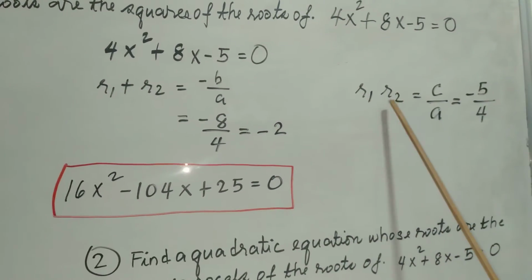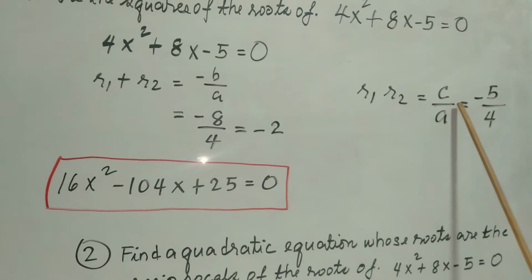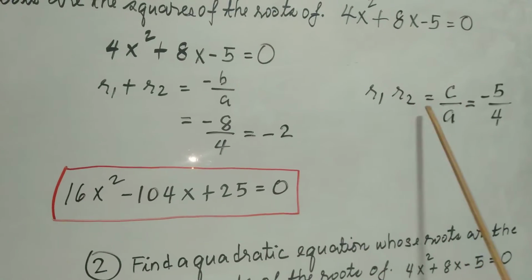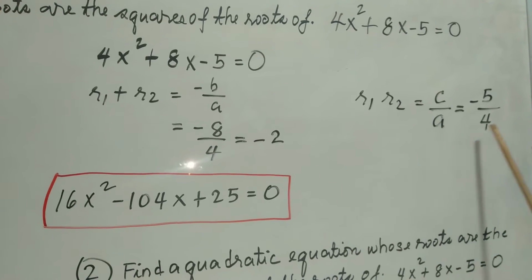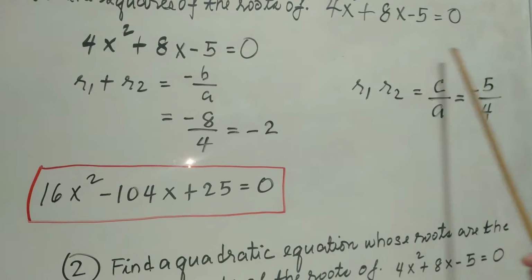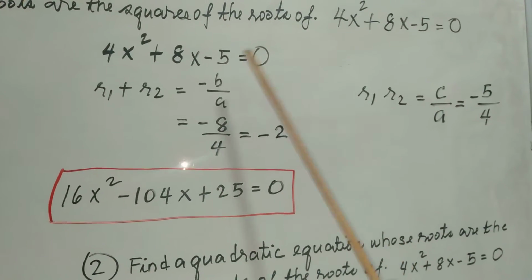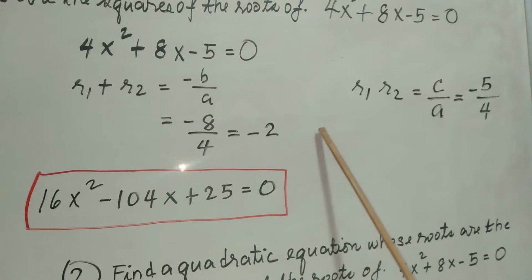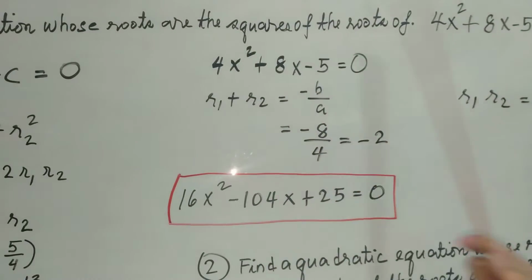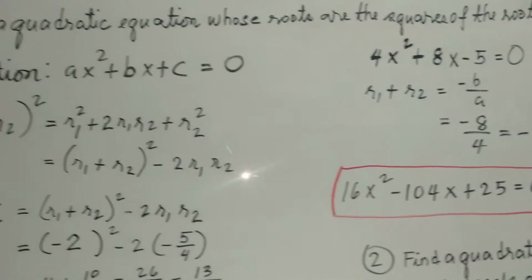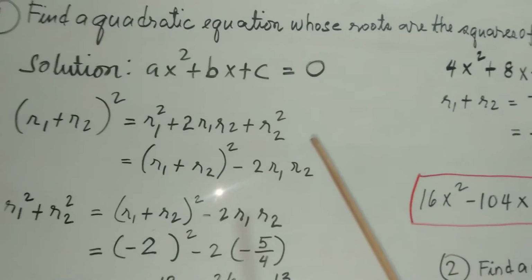For the product of the roots R1 and R2, we have this relation c over a, and c is the constant, the third term, which is equal to negative 5, and a again is the coefficient of the first term, 4. So we're going to use this relation here in finding the squares of the roots. This is not the final answer yet. So please be careful with understanding the direction.